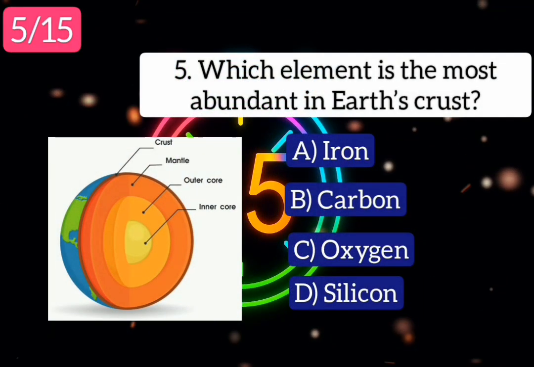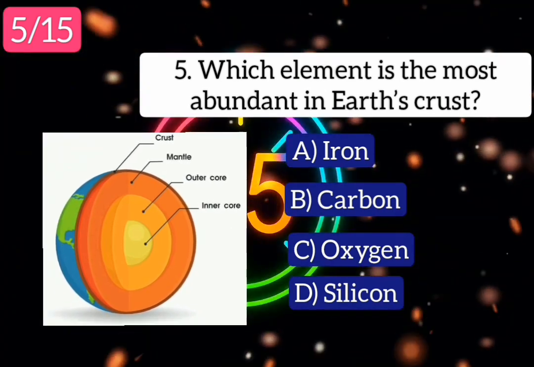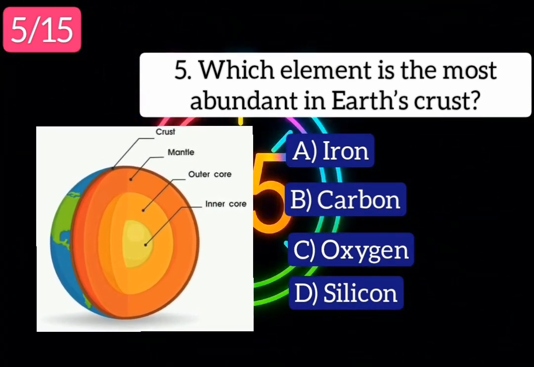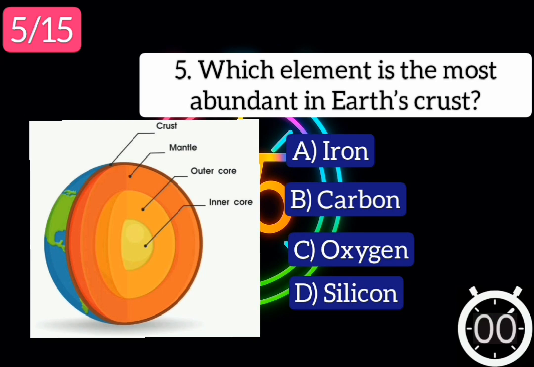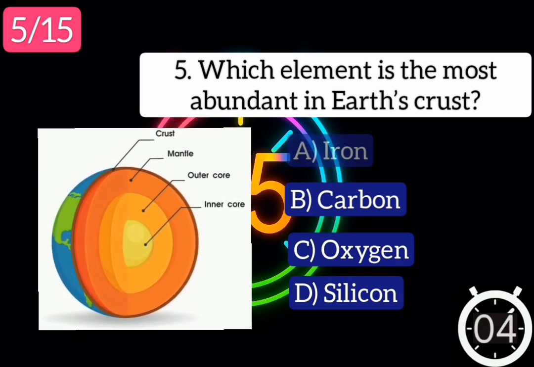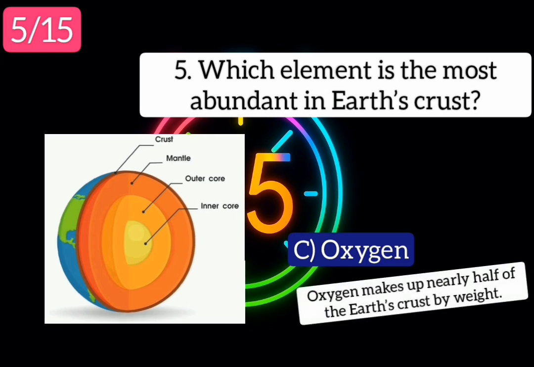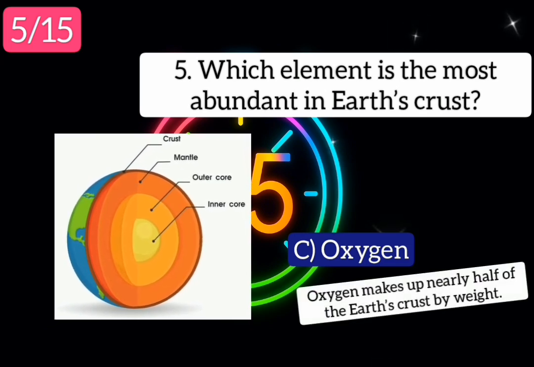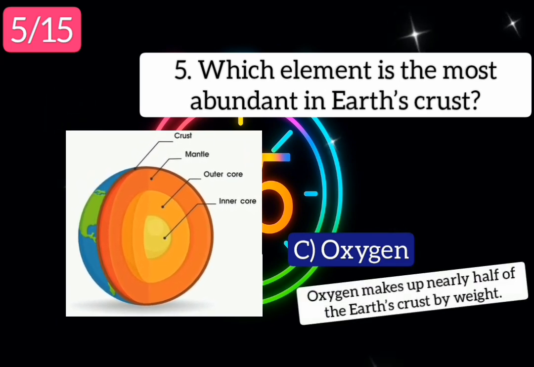Which element is the most abundant in Earth's crust? Iron, carbon, oxygen, silicon. The answer, oxygen. Oxygen makes up nearly half of the Earth's crust by weight.